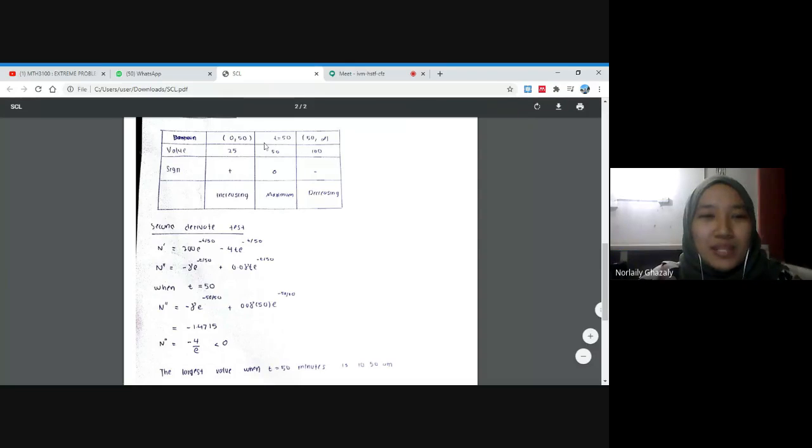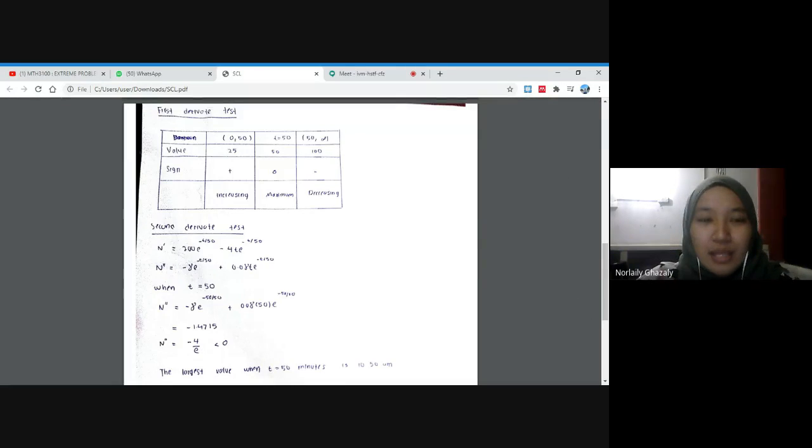Okay, the next step is we're going to do the first derivative test, so I made a column here. This is the domain: 0 to 50, t equal to 50, and also 50 to infinity. The value that I chose between 0 and 50 is 25. The value is 50, and the value between 50 and infinity is 100.